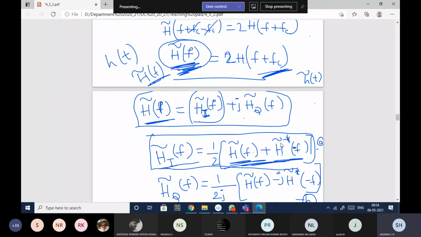Okay, so this is H tilde of f, and if you know H tilde of f, you can take the complex conjugate of that and substitute minus f. So this I need to prove.